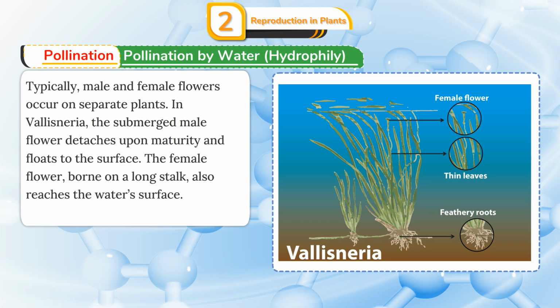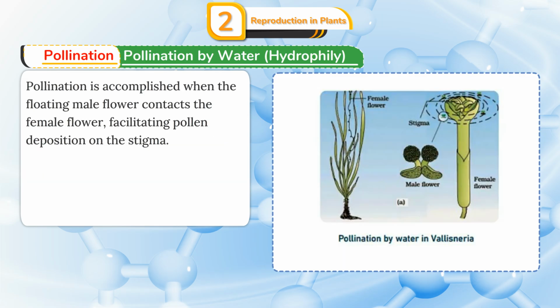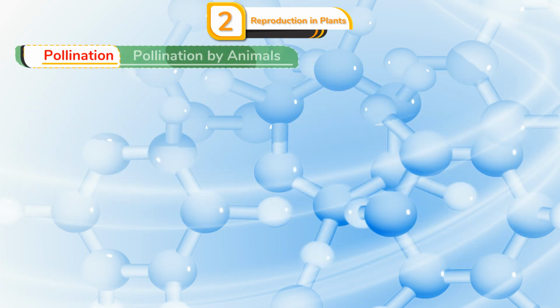In Vallisneria, the submerged male flower detaches upon maturity and floats to the surface. The female flower, borne on a long stalk, also reaches the water's surface. Pollination is accomplished when the floating male flower contacts the female flower, facilitating pollen deposition on the stigma.